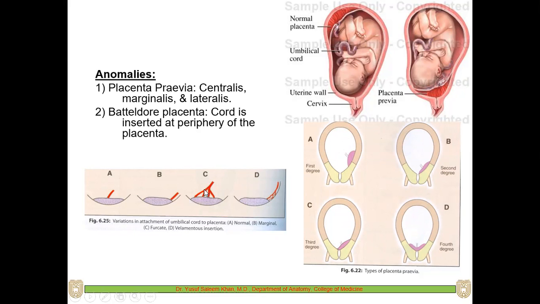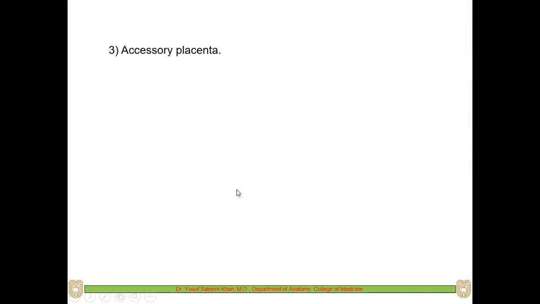And there are other types, like the truncate, where it is dividing into multiple branches. As we saw, it is a single cord, but sometimes it will have multiple branches. Sometimes it will be very diffuse. So this is called the battledore placenta. Here, especially this part is called the battledore placenta, where it is attached laterally.